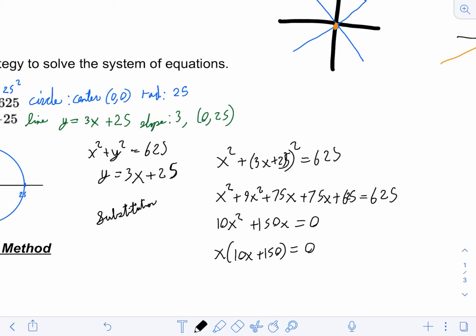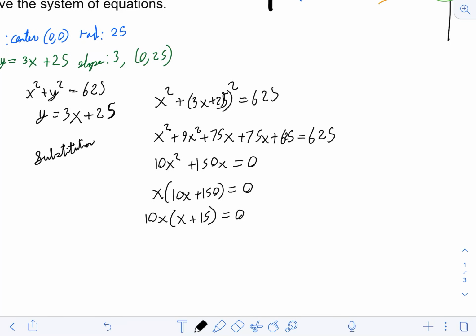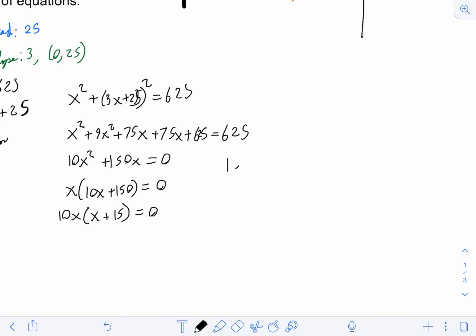Now we can also factor out a 10 from each of those, so I'm going to do that. 10x times x plus 15 equals 0. So, what are my x solutions? If we look at that first one, these are two things that multiply together to get 0. So this is going to be our zero product property. So we know that 10x equals 0 or x plus 15 equals 0. X equals 0 or x equals negative 15.